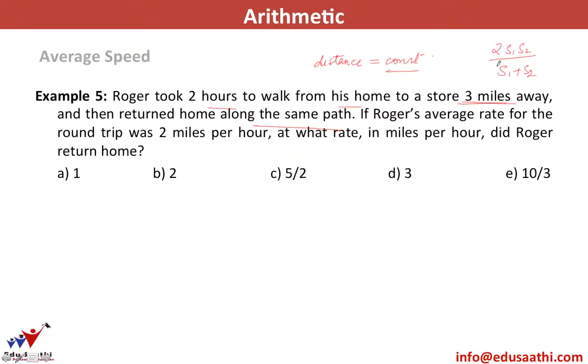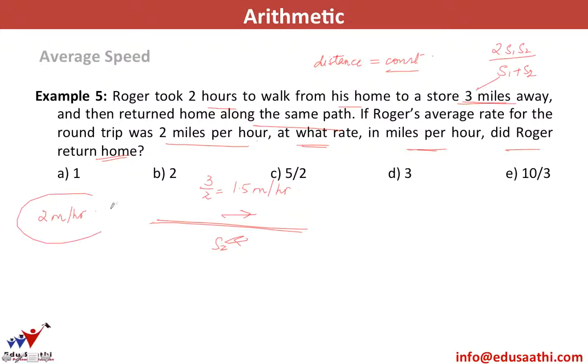If Roger's average rate for the round trip was 2 miles per hour, at what rate in miles per hour did Roger return home? So what is it? The total average is given to me as 2 miles per hour. For the forward trip, 2 hours to walk 3 miles away. So distance over time, the speed is 1.5 miles per hour. I have to find the speed in the return journey.